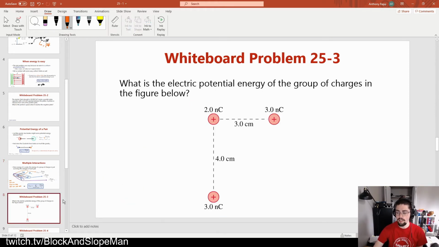So let's try this out. We've got 3 charges here, which when you're calculating everything out, you should see 3 distinct pairs or 3 terms in your total potential energy. What is the total potential energy of the group of charges as shown in this picture?